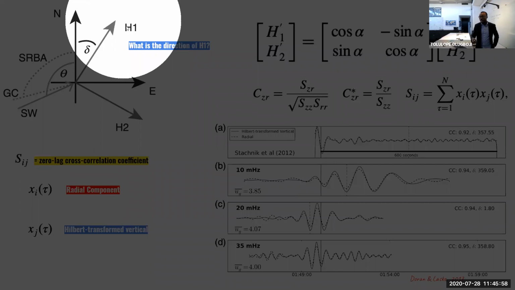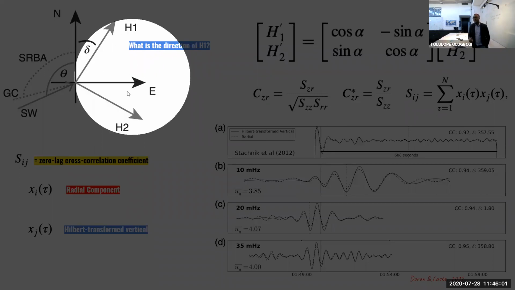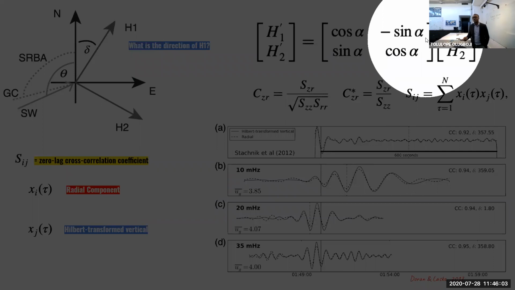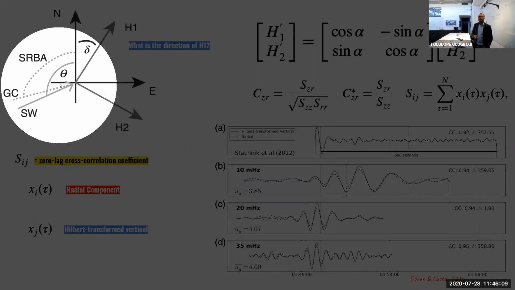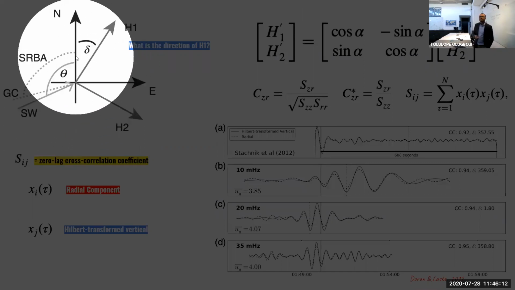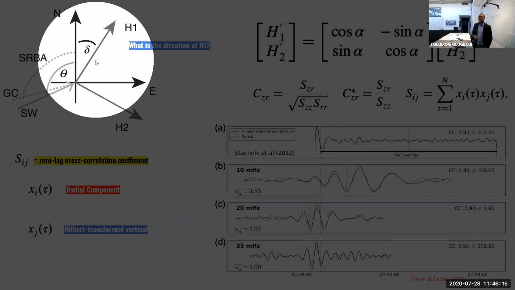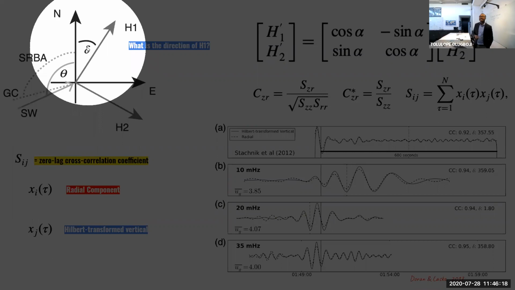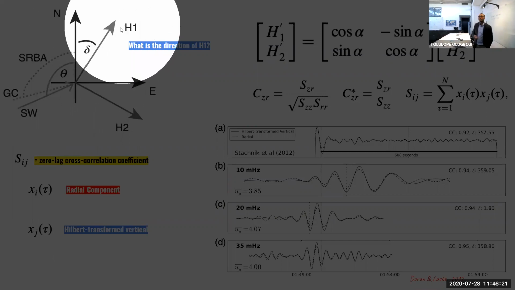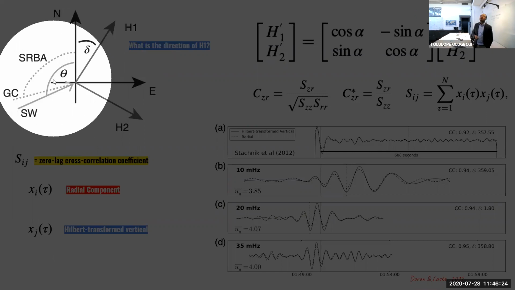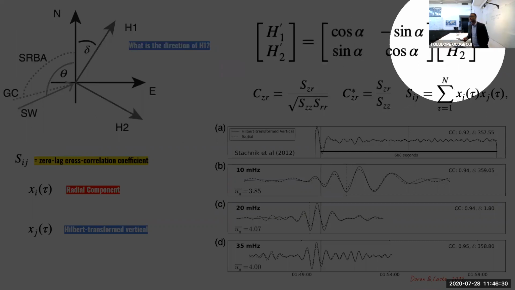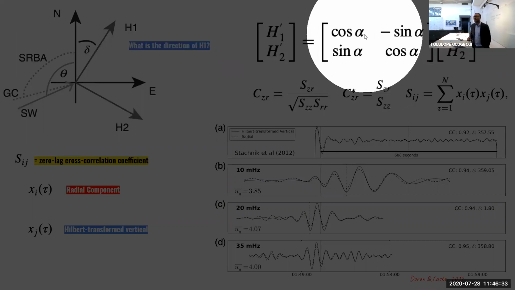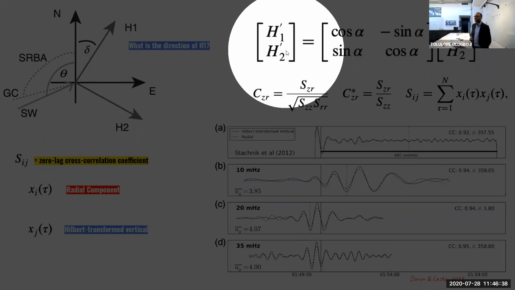We know we can retrieve measurements for H1 and H2, and then we wait. We wait for a radial surface wave to come through. Because we know that the radial wave will be polarized in the radial direction, we can find that radial direction alpha and back out delta, the true orientation of H1, from the measured alpha and our understanding of what the source receiver back azimuth is. So how do you measure this alpha? You measure this alpha by taking H1 and H2, rotating them via this rotation matrix, and getting a new H1 prime, H2 prime.